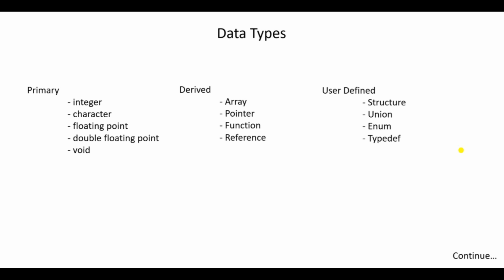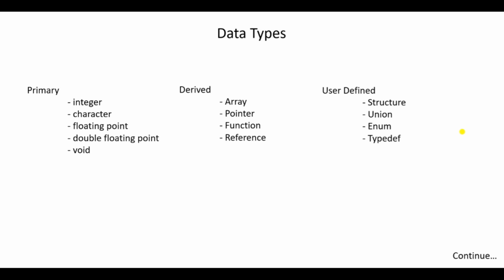The last one in user defined is typedef. Typedef is again used to give a meaningful name to your data types. Let's say you have integer and you want to give it a name like 4 byte. Your compiler supports 4 byte integer only. So you can typedef int to int4. Wherever you use int4, whoever is reading the code will understand that this integer is of 4 bytes. So typedef is used for that.